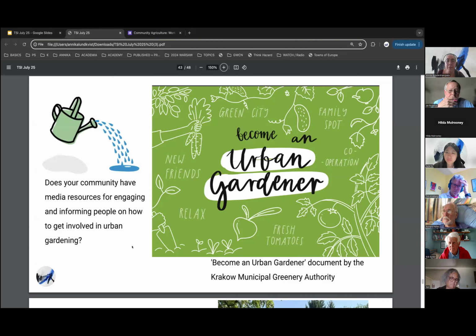Another example of something I look to is urban municipal resources for engaging and informing people. This one is fascinating because it's in English, but it's by the Municipal Greenery Authority of Krakow. Maybe some of you have been to beautiful Krakow in Poland. They have on their website, if anybody needs a link, I can provide it later in the chat. Become an urban gardener. I really find this so interesting because it's also in English. I think they have it in Polish too.